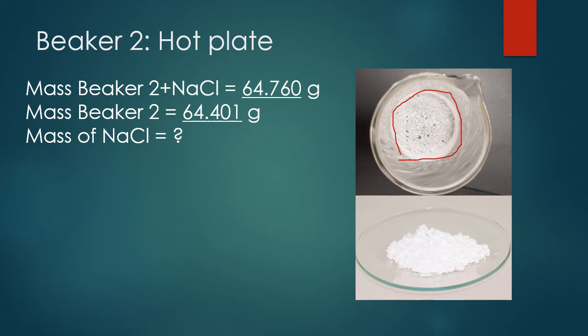Now that we have the recovered amount of sodium chloride, we want to take the mass of beaker 2 with that sodium chloride in it. And the mass of beaker 2 with the sodium chloride in it is 64.760 grams. That's where it says mass of beaker number 2 plus NaCl dried. That's where that number goes.